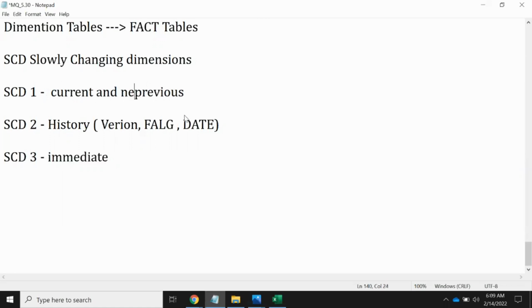Okay, or next, previous information. This one will only maintain current information. So we are going to call this slowly changing dimension 3.